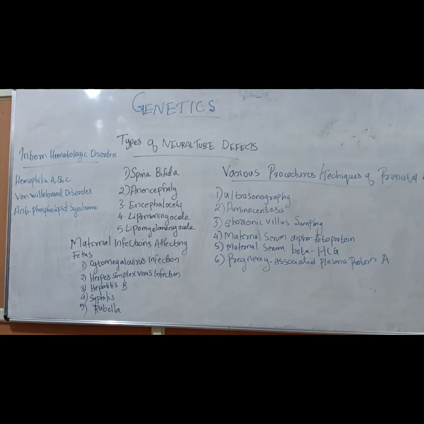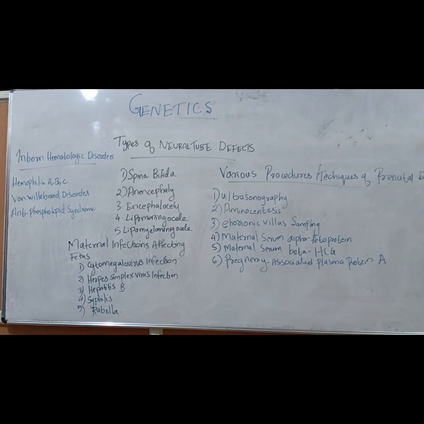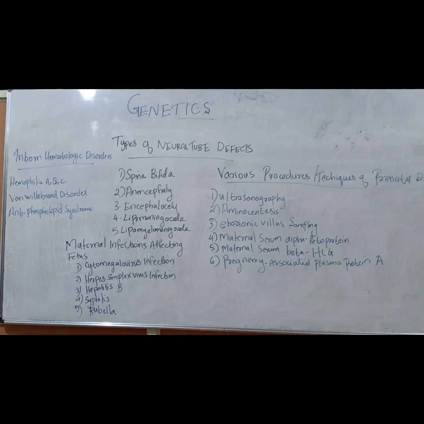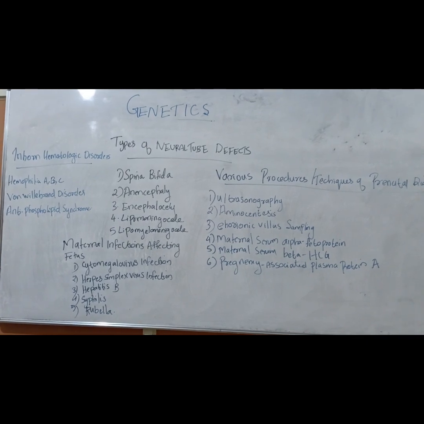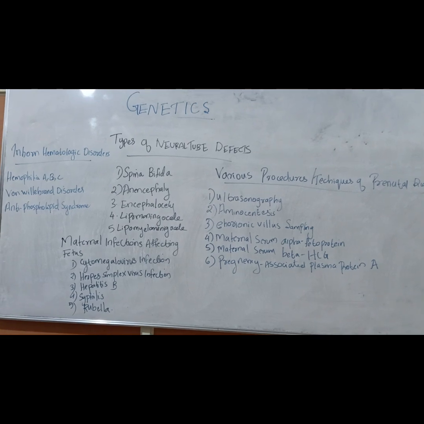Next are the types of neural tube defects: spina bifida, anencephaly, encephalocele, lipomyelocele, lipomyelomeningocele. So these are the types of neural tube defect. This is also an important question.